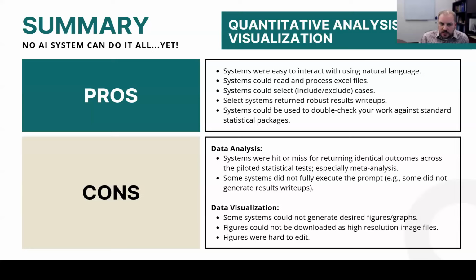Regarding the cons, some of the systems were really hit or miss. Sometimes they were able to generate the plots and other times they weren't. Sometimes they were able to generate the exact values compared to the baseline gold standard comparator, and other times they weren't. So again, a lot of hit or miss between the systems.